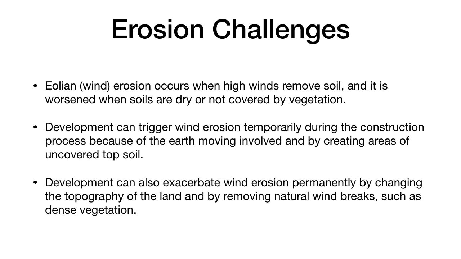Part of the goal of low impact development is to reduce stormwater and manage stormwater, but part of stormwater management also involves erosion control. Erosion can be caused by wind, called aeolian erosion, which occurs when high winds remove soils, particularly when soils are dry and there's no vegetative cover.